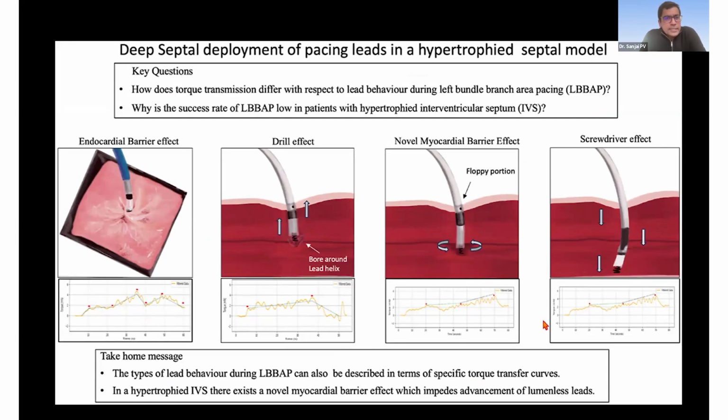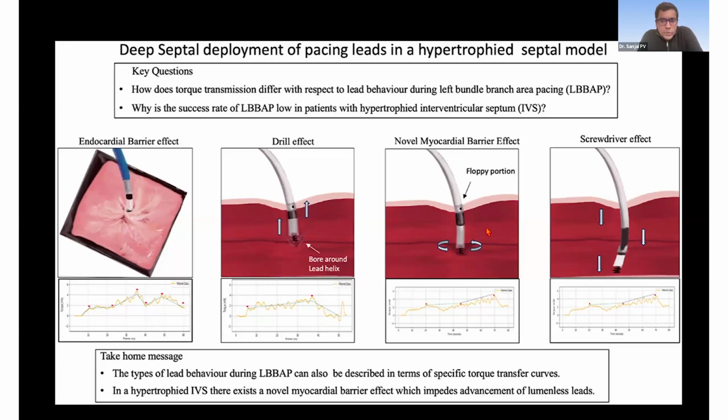And it was interesting because the torque graph again showed what Marek had previously described. You have the endocardial barrier effect where we had the lead entangling with the endocardium, and you had the drill effect where the lead goes into the septum, and then because there's no forward force going in, you had the lead drilling around itself, and then it creates a wide bore, and then it just comes off. And you had the screwdriver effect where the lead kept progressively going in.